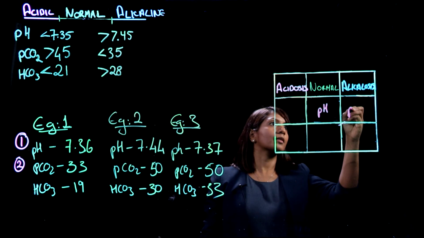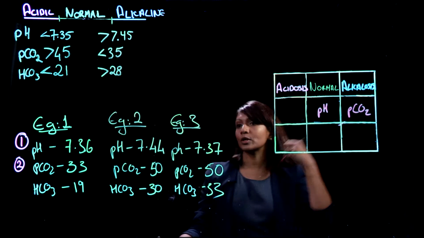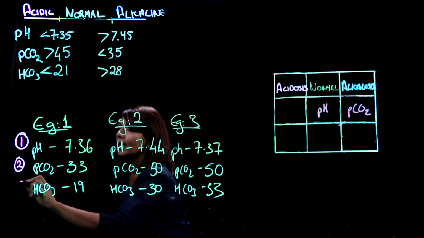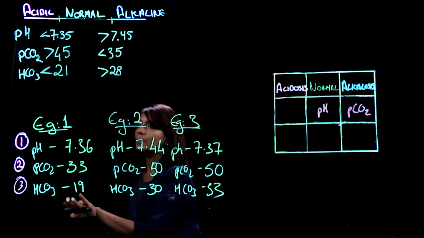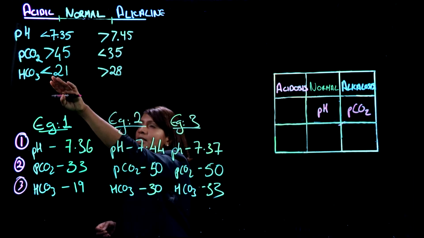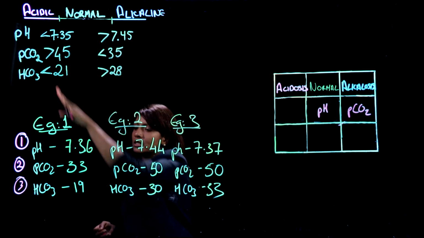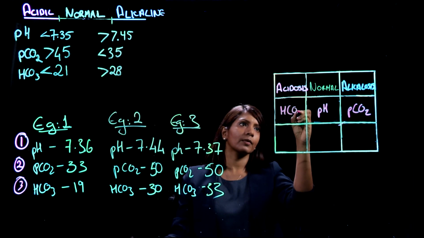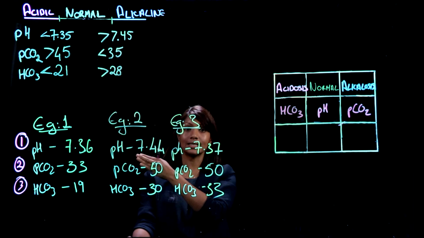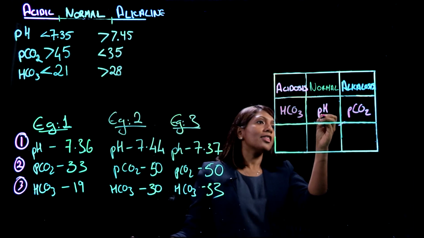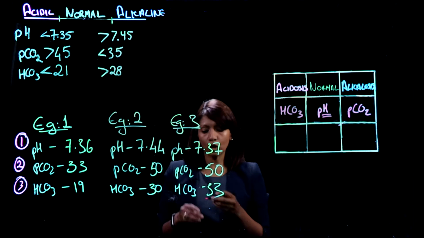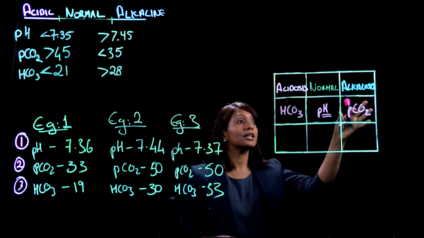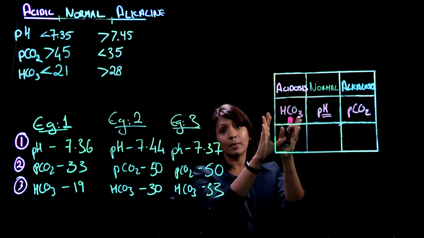So PCO2 is in the alkaline state. The third one that we're going to look at is HCO3, or bicarb. Bicarb is 19, which is less than 21, which means the bicarb is in an acidic state. So it's making the blood more acidic. So now that we know that pH is normal, we also know that there are respiratory issues and metabolic issues.